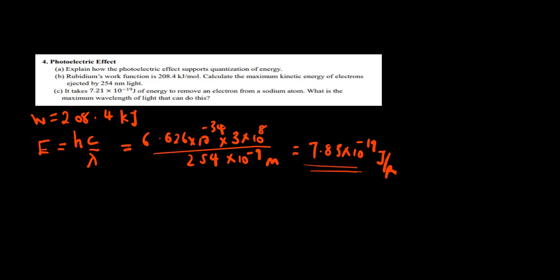Then calculate the maximum kinetic energy of electrons ejected. We've just found the energy, but this metal rubidium also has a work function of 208. So what are you going to have as the maximum kinetic energy of those electrons that will be ejected? You know from the law that energy is neither destroyed nor created. It is just converted from one form to another. So we're just going to subtract the work function.